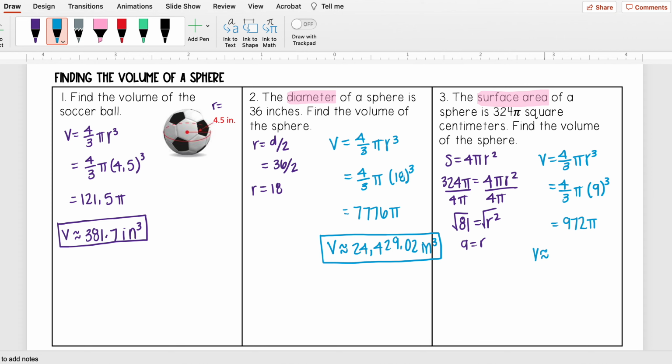And then when I multiply 972 by pi, I get approximately 3,053.63 centimeters cubed.